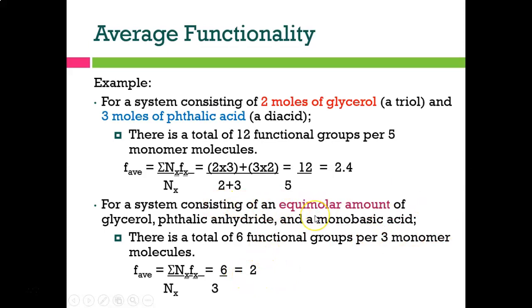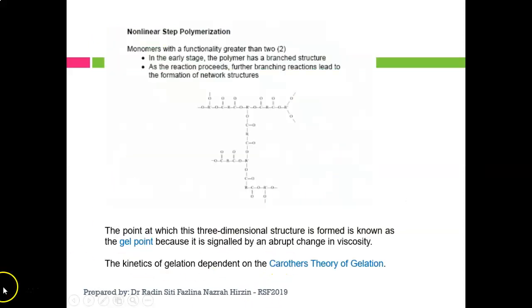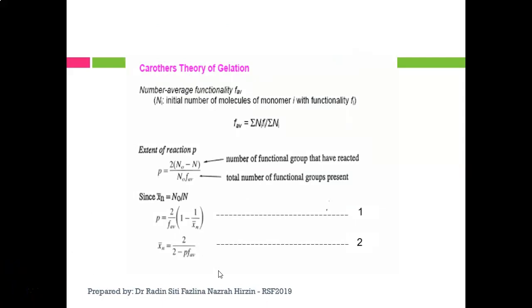In case it consists of an equimolar amount, consider the number of moles and also the functionality. The number of functionality is related to Carothers theory of gelation. The number average functionality, as I mentioned earlier, is represented by F average. We use the equation N naught F naught over the sum of Ni. Not N naught, it is Ni.